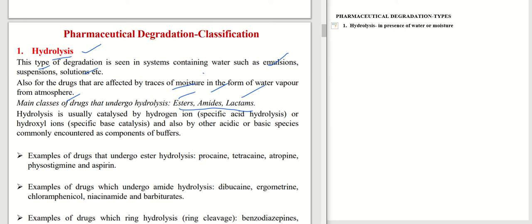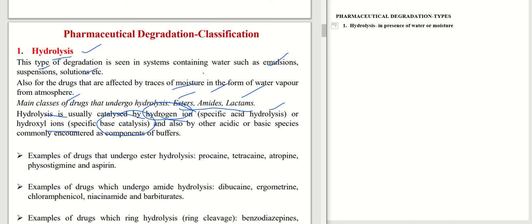This reaction is actually catalyzed by the presence of hydrogen ion or even hydroxyl ion. Based on that, hydrolysis is classified as acid hydrolysis if it is catalyzed by hydrogen ion, and base catalysis if it is supported by hydroxyl ions. So based on the catalyst, hydrolysis is classified as acid hydrolysis and base hydrolysis. This means here acid or base acts as a catalyst.